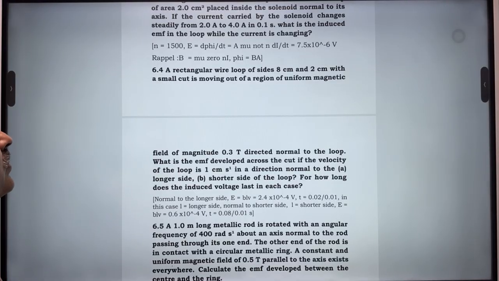A rectangular wire loop of side 8 cm and 2 cm with a small cut is moving out of the region of uniform magnetic field of magnitude 0.3 Tesla, directed normal to the loop. What is the EMF developed across the cut if the velocity of the loop is 1 cm per second in a direction normal to the longer side, and the shorter side, and you have to find out the time also, for how long does the induced voltage last.